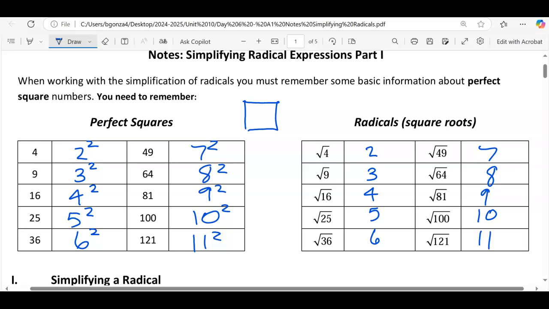So the reason I'm showing you this is because certain square roots give you a whole number, and those are nice, pretty numbers, right?